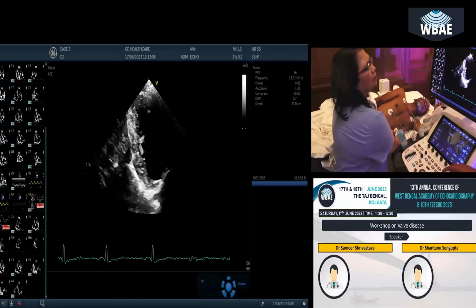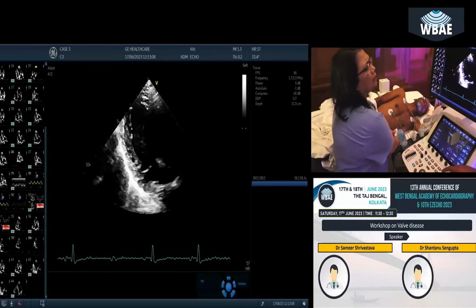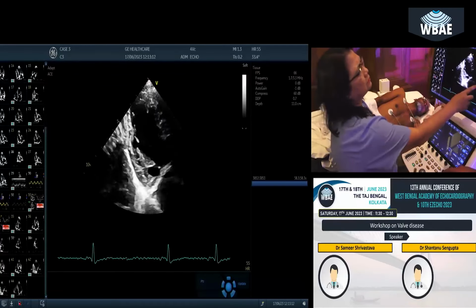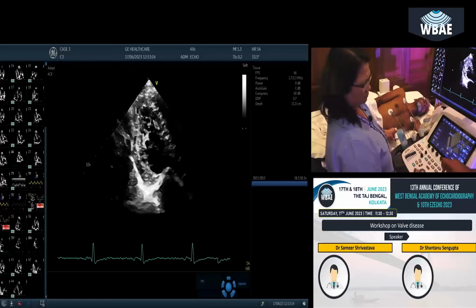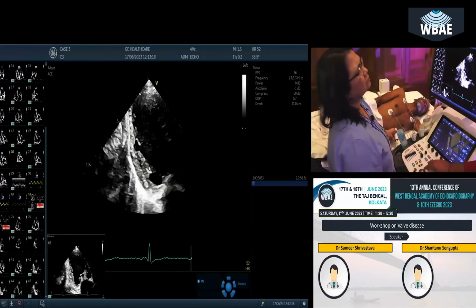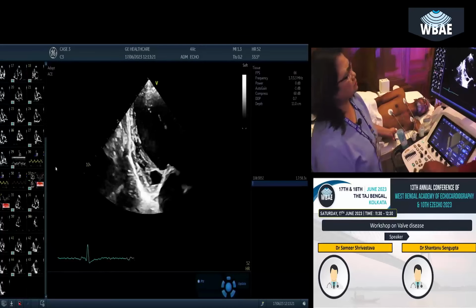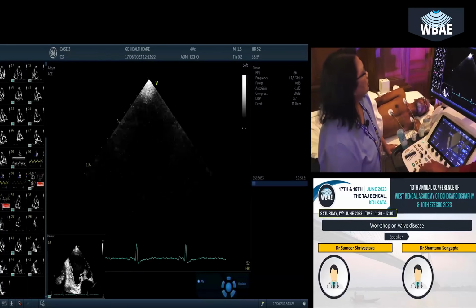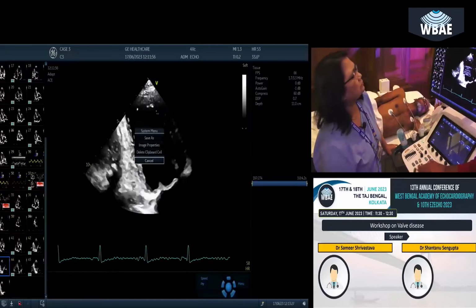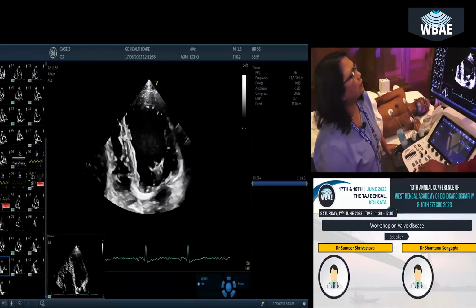LVEF should always be reported by biplane Simpson. There is no other way. Of course, 3D is there. For 2D, don't use Teichholz's formula. Don't use M mode. Please, please, please. Once you go out of this conference from Monday, there should be no M mode Teichholz formula for LV. Right, sir? Yes, we should know that we should not be doing it.